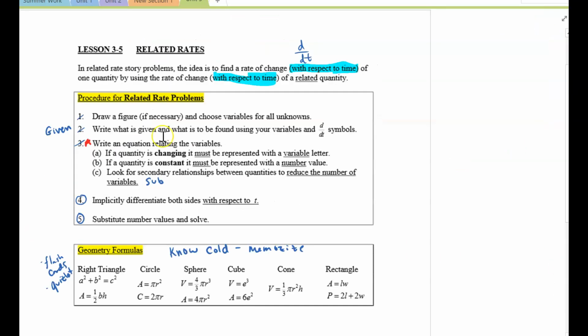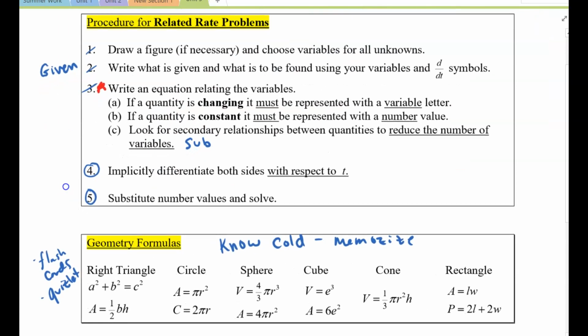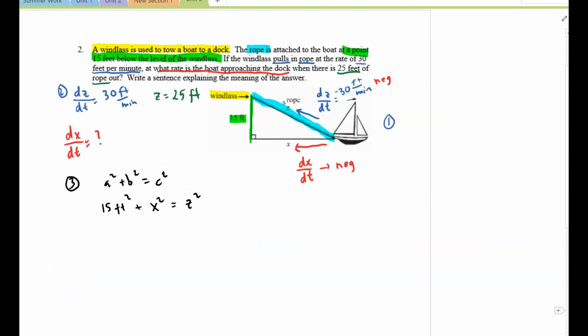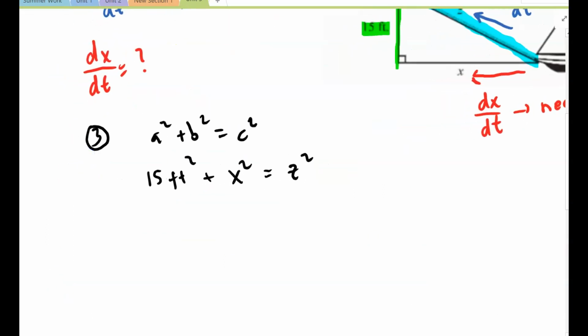what we want to do is now do step 4. So implicitly differentiate both sides with respect to t. So I'm going to take my formula and I'm going to differentiate. Well, the derivative of a constant is 0. So I have 2x times the derivative of x, so dx/dt, which is equal to 2z times dz/dt.